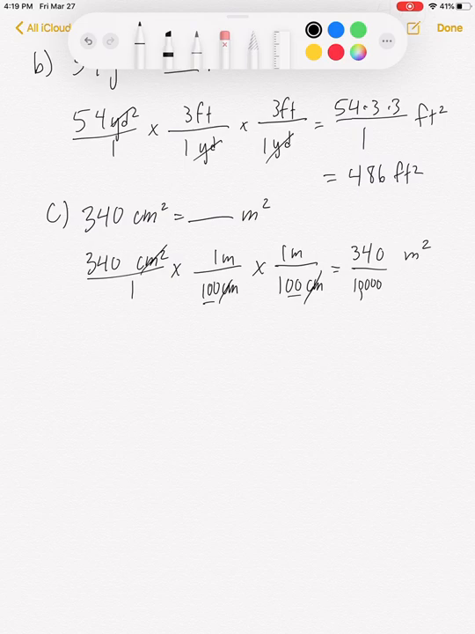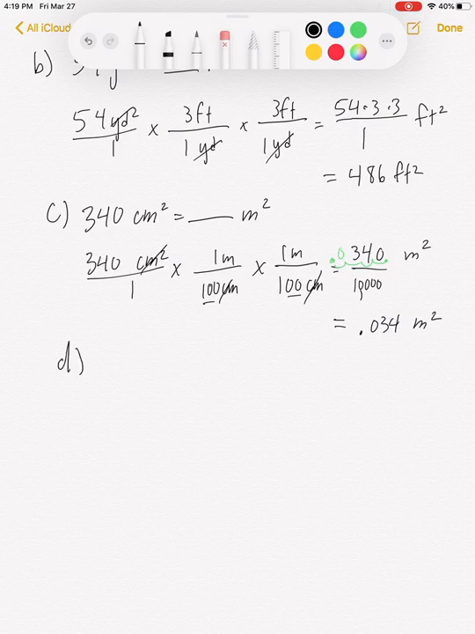Now, because I'm going to divide by 10,000, it's easy with metric, so I use my decimal here. I'm going to move it to the left 4 places because there's 4 zeros in 10,000. So there's 1, 2, 3, and 4. Put it here and a placeholder there. So in the end, I'm going to have 0.034 meters squared.